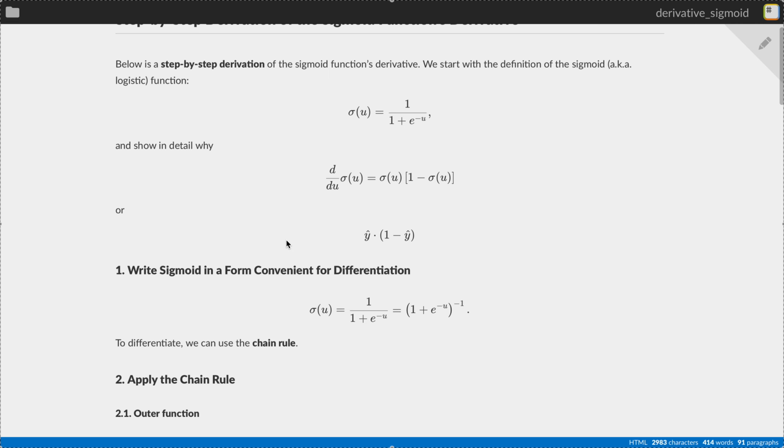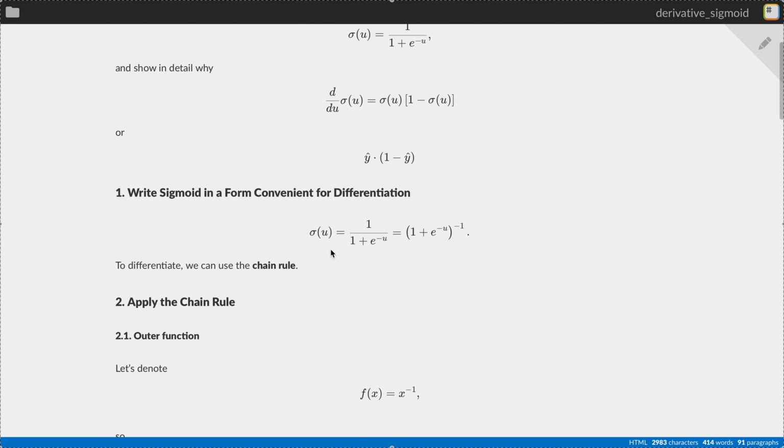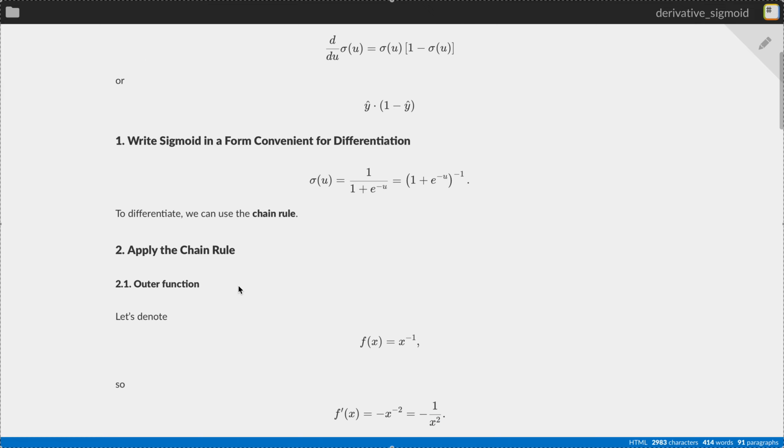Okay, so we're going to write the sigmoid in a form convenient for differentiation. We're going to rewrite it as 1 plus e to the negative u, to the negative first. Remember, when we move the denominator up, it becomes the negative first power. And to differentiate, we can use the chain rule because, remember, this is a composite function, so it has an inner function and an outer function.